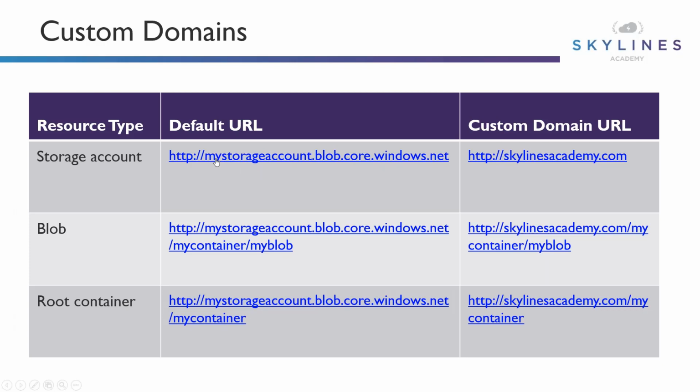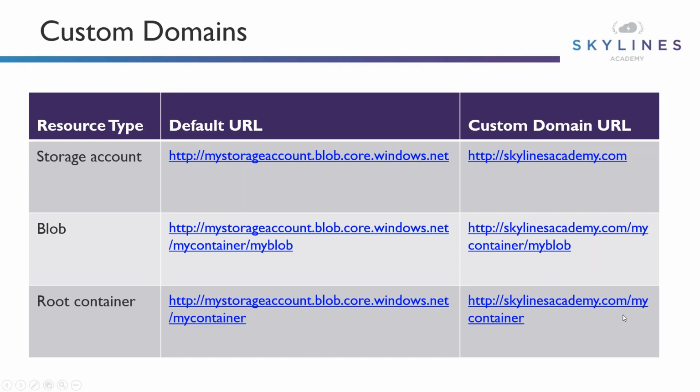First thing is, you probably saw everything I did so far was storageaccount.blob.core.windows.net. Don't worry, you can replace that. So this could become Skylines Academy. The blob could then be /mycontainer/myblob. It could just be your URL. The root container would just be your domain /mycontainers. You don't need to stick with those.